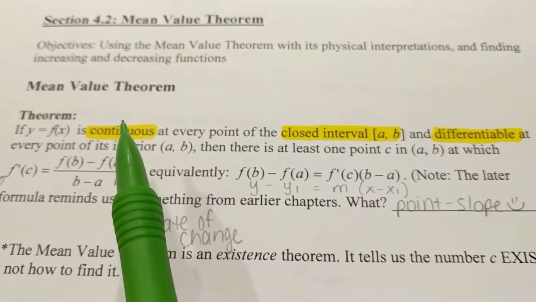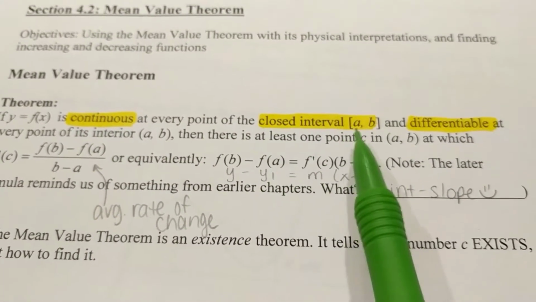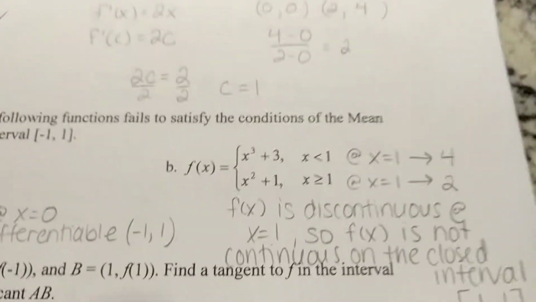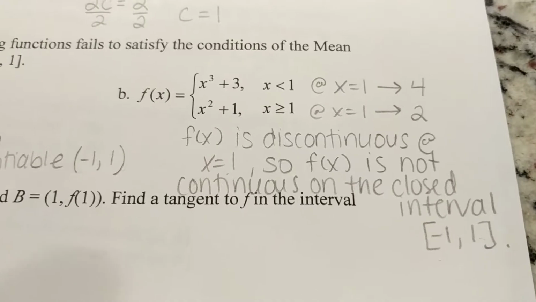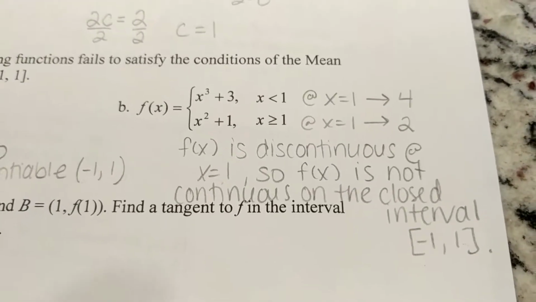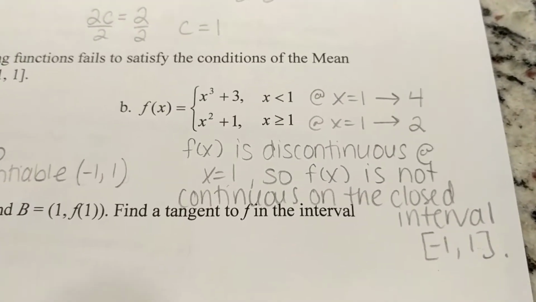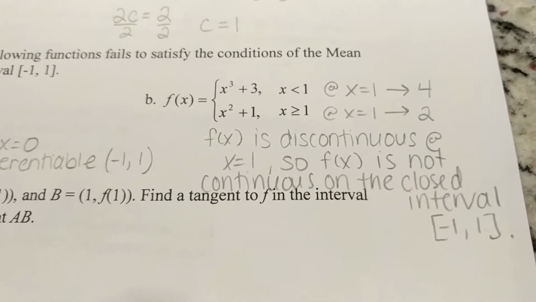And according to the mean value theorem, it has to be continuous on the entire closed interval, which means it can't be continuous on the closed interval. It's not going to work at x equals 1. So that was the condition of the mean value theorem that did not work.